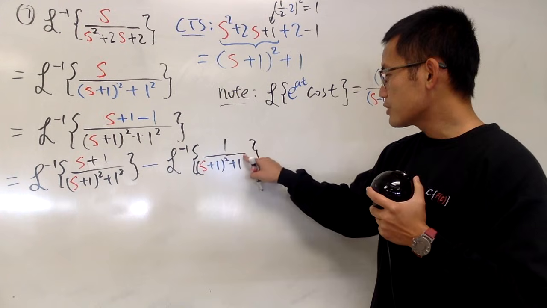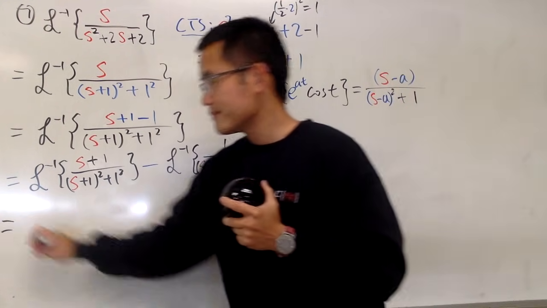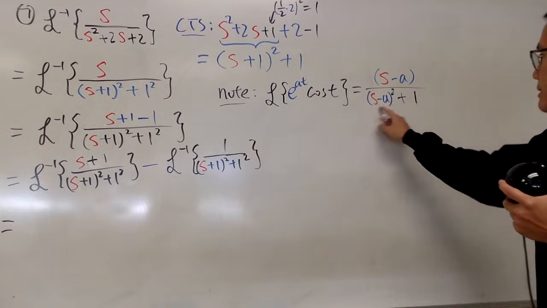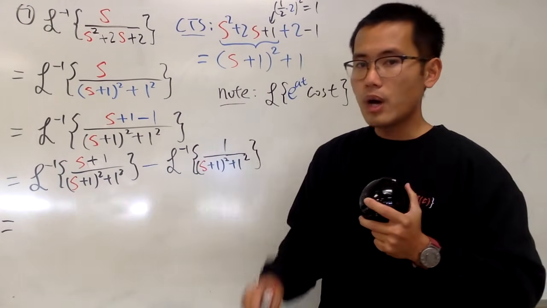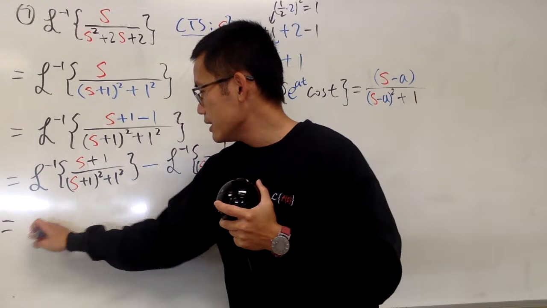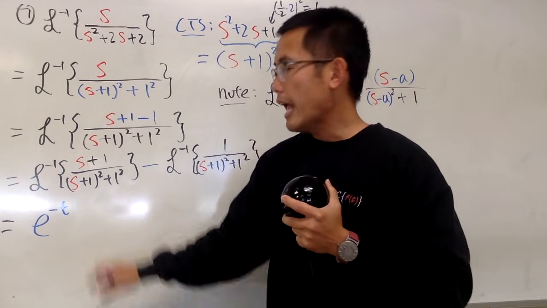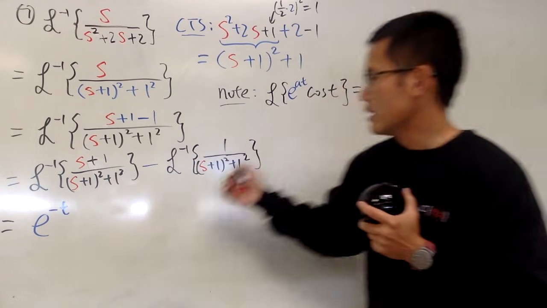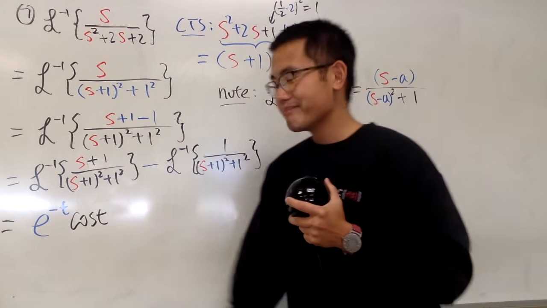So this is actually pretty good now, because we can actually write down the answer for the first one. Again, you see we have s minus a, so this is s plus 1, so a has to be negative 1. So what you do is, go ahead and write down e to the negative 1 t, that's a shifting, and then the form is the cosine t. So that's the first one.